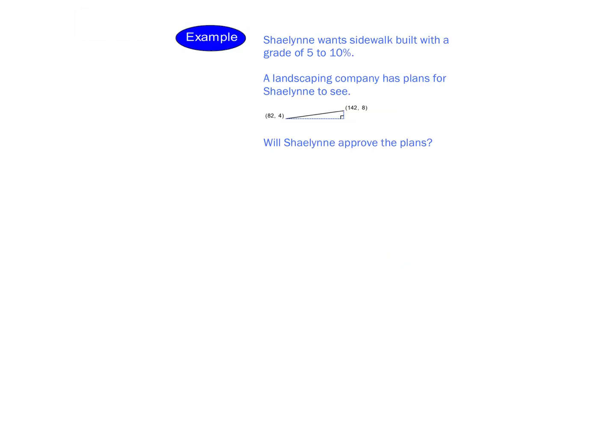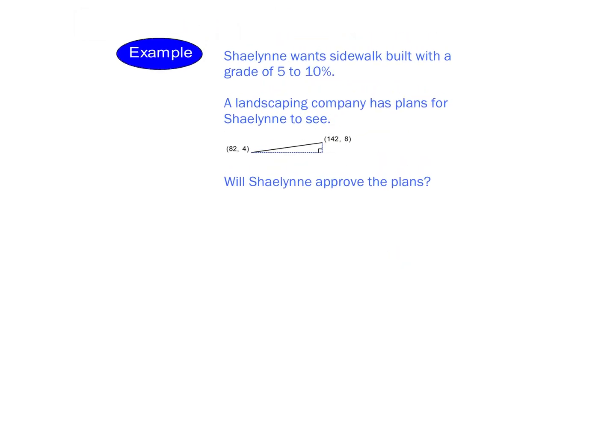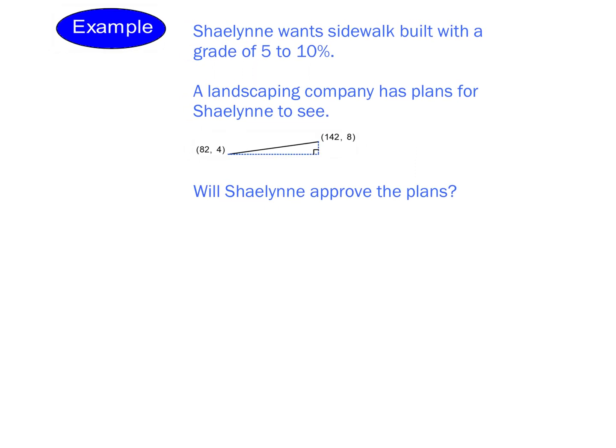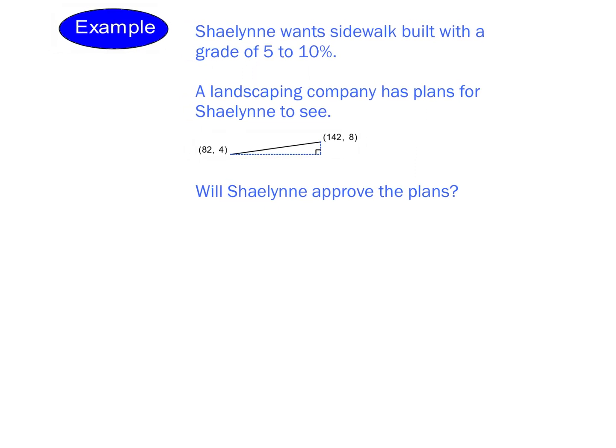One final question. Here we are. Shaylin wants a sidewalk built with a grade of anywhere between 5 to 10%. A landscaping company has plans for her to see with 2 points. Of course, we're talking about this one and this one. Will Shaylin approve the plans? In other words, is the grade between 5 and 10%? We'll find that by determining the slope and seeing what that grade is.